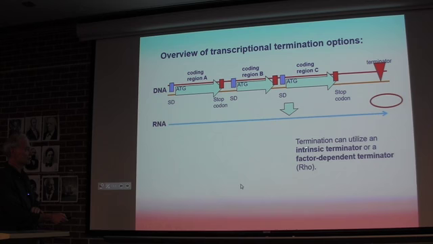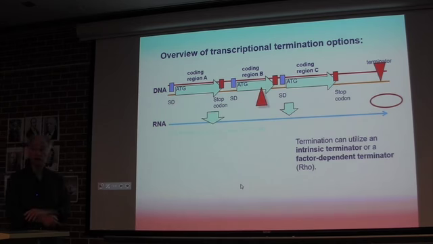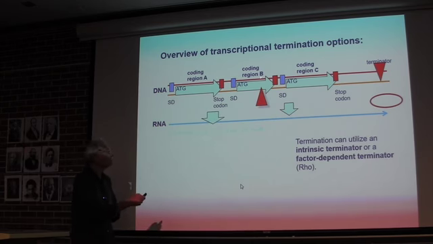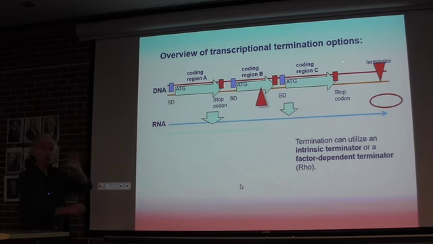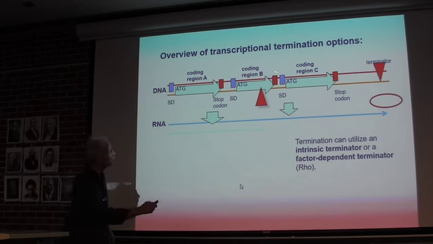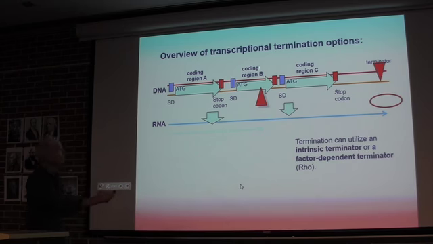Termination can utilize intrinsic or factor dependent down here. Or termination can happen right in the middle of a coding region in some select examples. It provides a way to regulate expression at the transcriptional level of everything beyond that cryptic terminator, and these are all factor dependent.